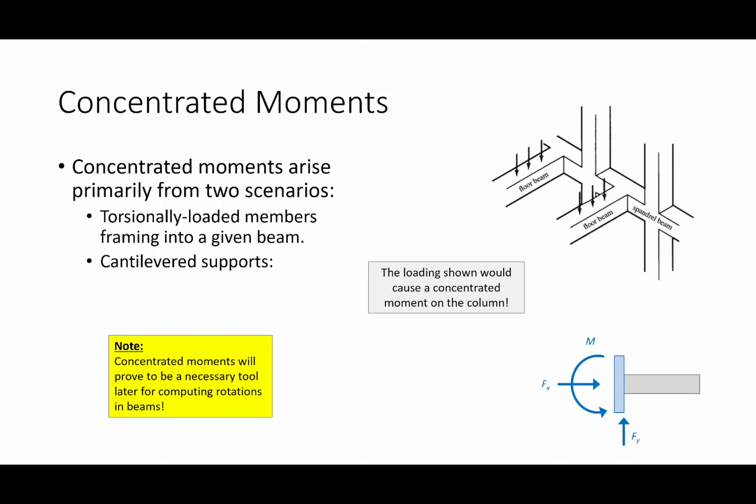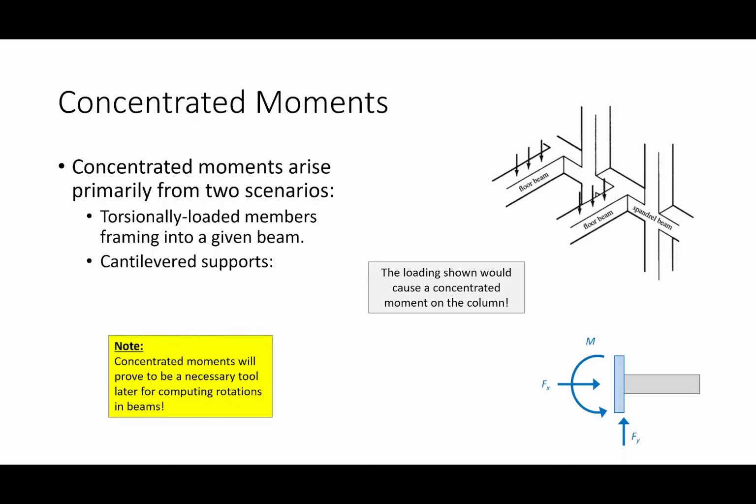Now, concentrated moments really come from two areas in the real world. The first area is torsion. For example, if you have a beam right here, and you have an element framing into it that's being twisted. So here's the beam, and right there at that one point in the beam, it's experiencing this concentrated twisting effect right at one point.